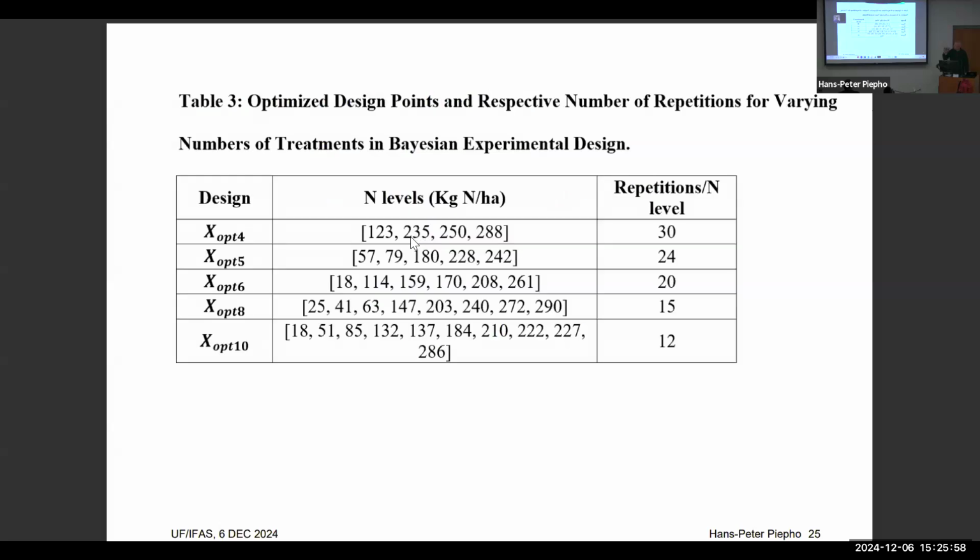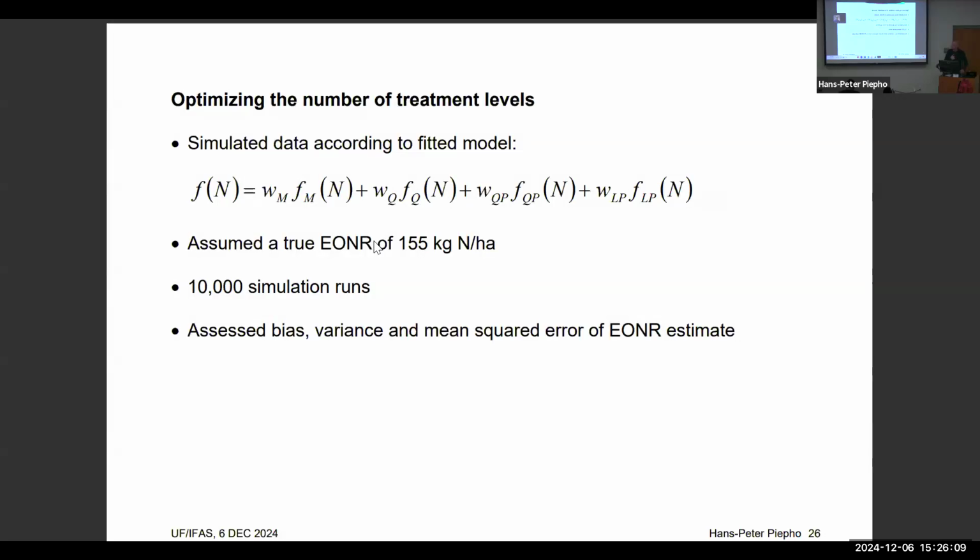So these designs are all conditional on the number of N levels that we want to use. But which of those should we use in the end? To tackle that question, we did a simulation where, again, we used the same model, and we used the whole set of assumptions built into the Bayesian framework to simulate data, assuming an economic optimum N rate of 155, which is close to what we actually found for the experiment. And we did 10,000 simulation runs.